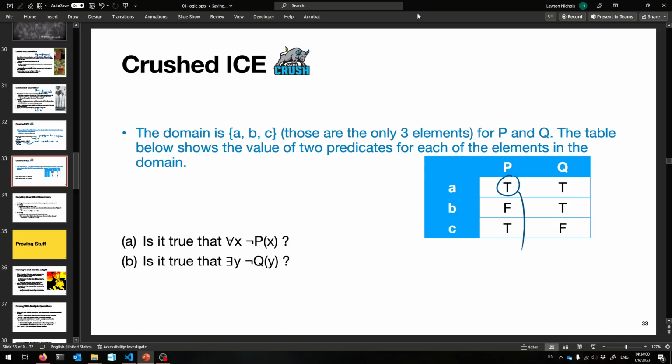So this is, for example, the value of P of A. P of A is equal to true. Q of B is equal to true.